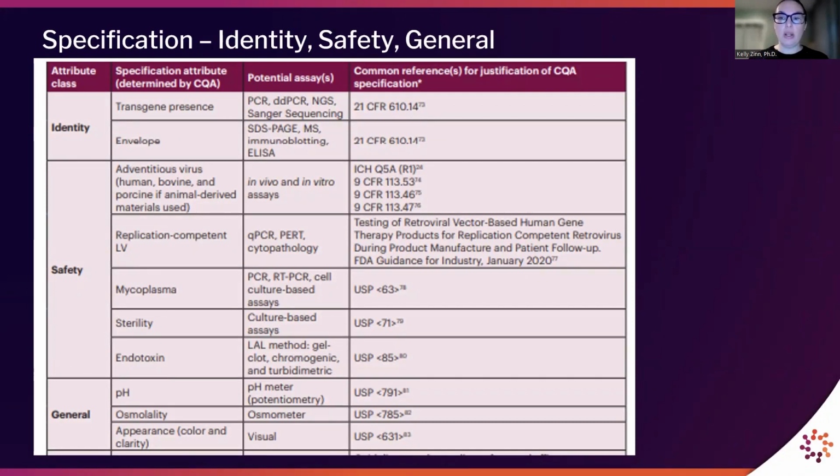And the Code of Federal Regulations for the Food and Drug Administration give specific rules for identity testing. Safety attributes for lentiviral vector include viral and microbiological contaminants, and these contaminants could be derived from the facility, the raw materials, or even the lentiviral vector itself. USP, ICH Q5A, and the FDA guidance on replication competent retroviruses can help you choose appropriate methods and sample quantities. General attributes of pH, osmolality, and appearance can help confirm proper formulation of the drug substance, and USP methods can be used.